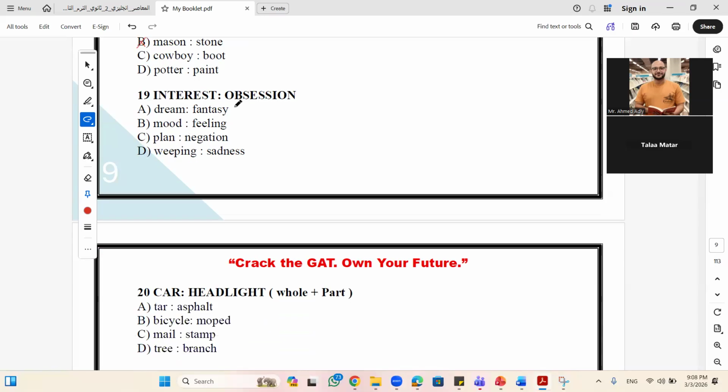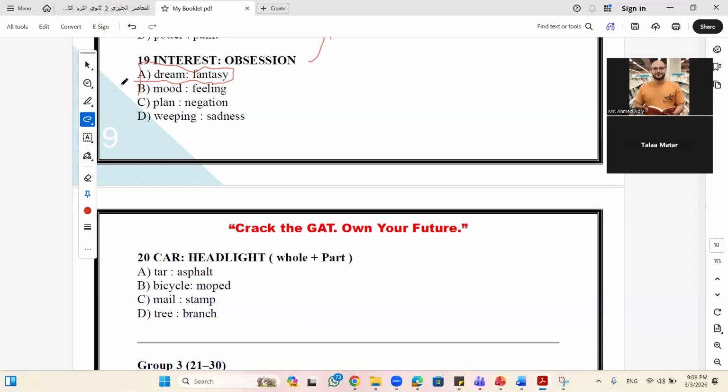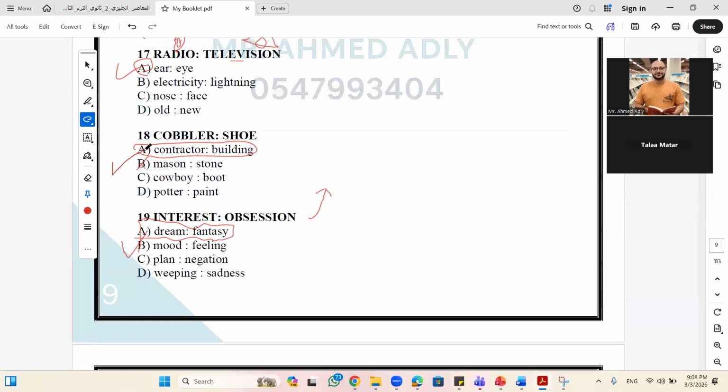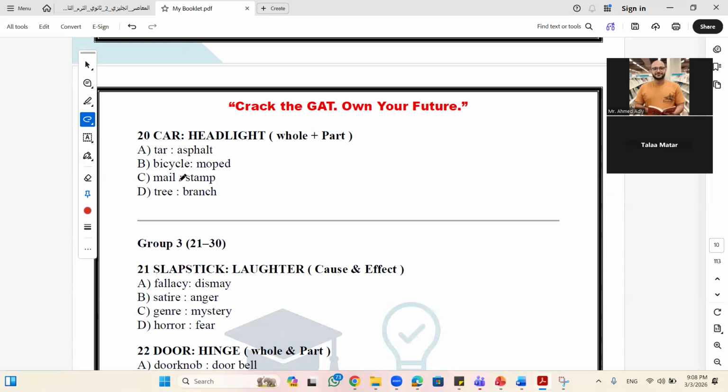Interest and obsession. Wow. For example, in the beginning, for me, teaching was one of my interests, but now it has become an obsession. Is it dream and fantasy? Dream and fantasy. Perfect. When we think a lot about our dream, we become obsessed by it. Good job. Perfect. All right. 20.